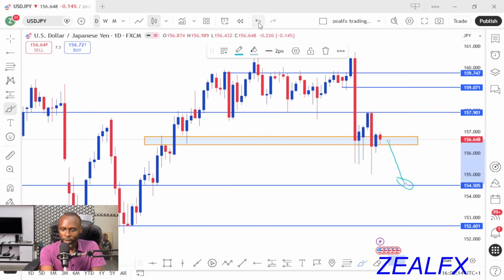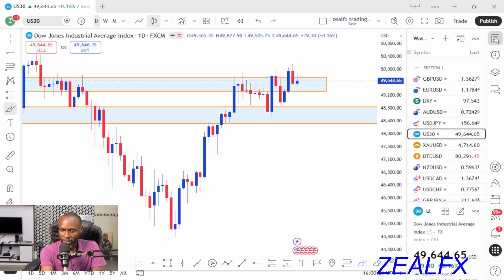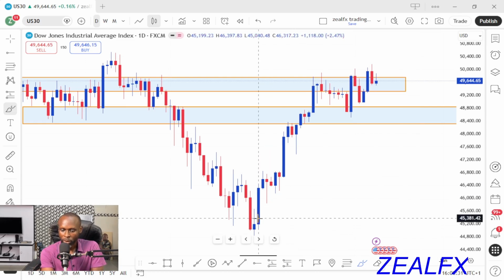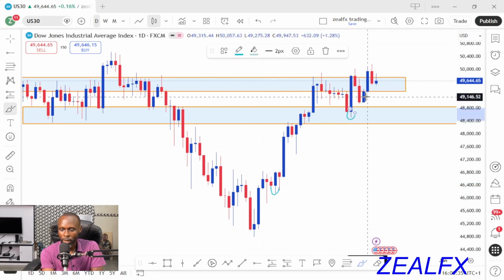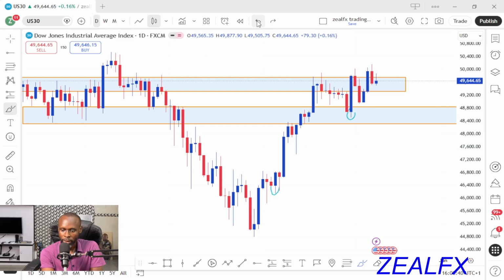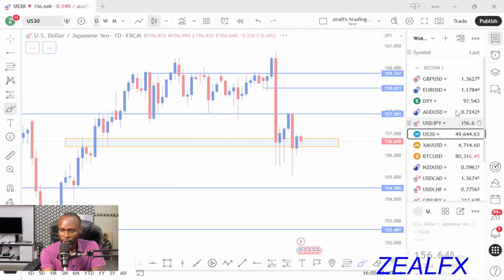So let's look at our next pair, which is the US30. US30 has strong bullish momentum for buying opportunity this week. We can clearly see that we still have a lower low, then we have a higher low, then we have this higher low and higher low. So this is a sign of strong bullish momentum building up for the US30. So this is an indication that we're expecting more of the buying opportunity on the US30 this week.